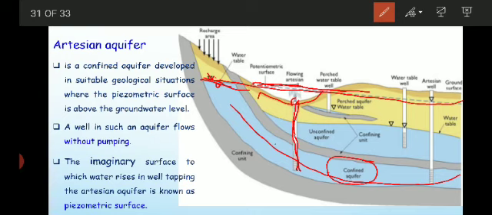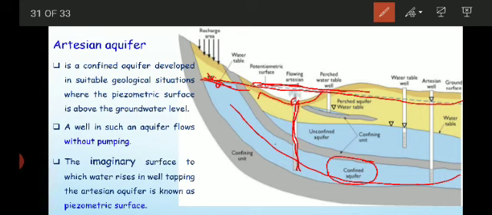You might have seen in some videos shared on YouTube or WhatsApp, wherein whenever you dig a well in such an aquifer, the water continuously flows without pumping. It will come on the surface without pumping, because it is held under pressure. Whatever the piezometric surface height, the water will flow automatically in such wells without pumping. Such aquifers are called artesian aquifers, and a well in such an aquifer is called an artesian well. The imaginary surface to which the water rises in the well tapping the artesian aquifer is known as the piezometric surface. This surface up to which the water rises automatically is an imaginary surface, called the piezometric surface.